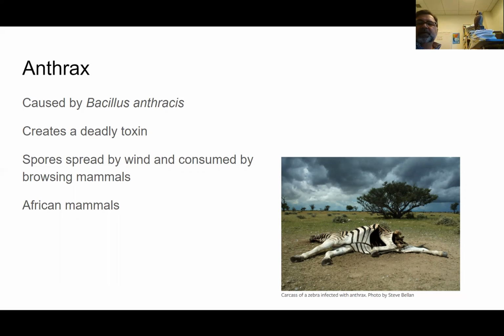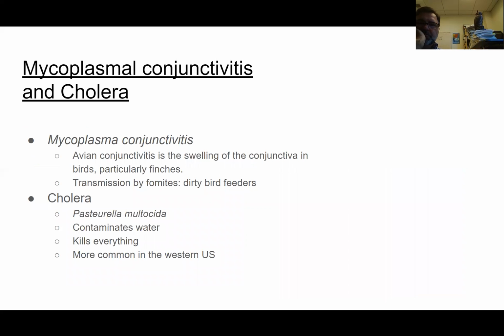And then they get picked up by other herbivores, because it's just like a dust that would go out in the grass. We know that anthrax is, unfortunately, deadly to a number of large African herbivores, including hippos and this poor zebra.